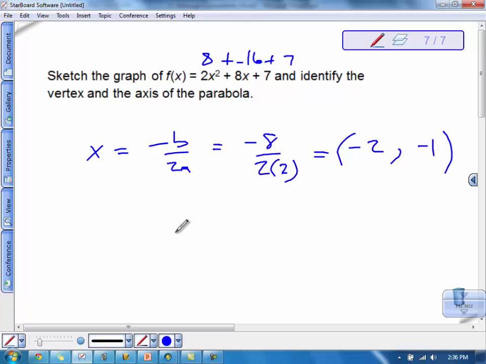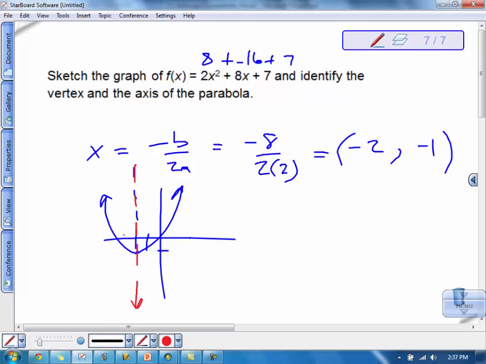Okay? So the vertex of this parabola is at negative 2, negative 1, which is right here. I know it opens up, so it looks something like this. Now the axis of symmetry is the line that goes through the x-coordinate for the vertex. So this line right here has the equation x equals negative 2. X equals negative 2, y can be anything. So this is the axis of symmetry. Okay? And this is the vertex.